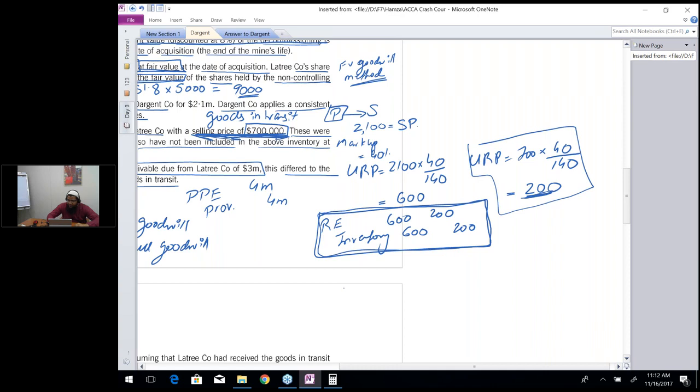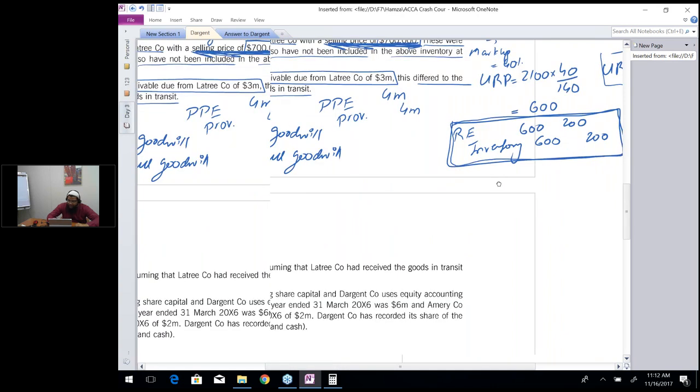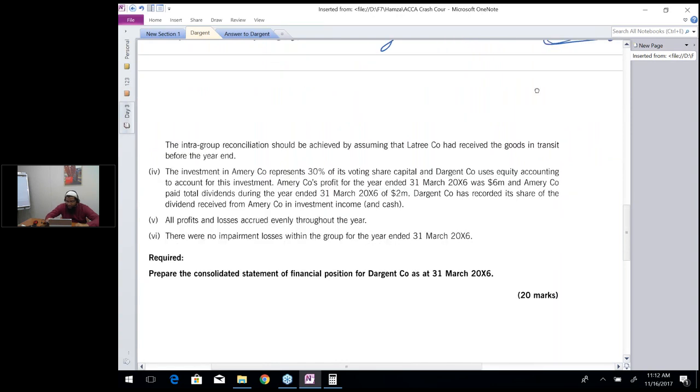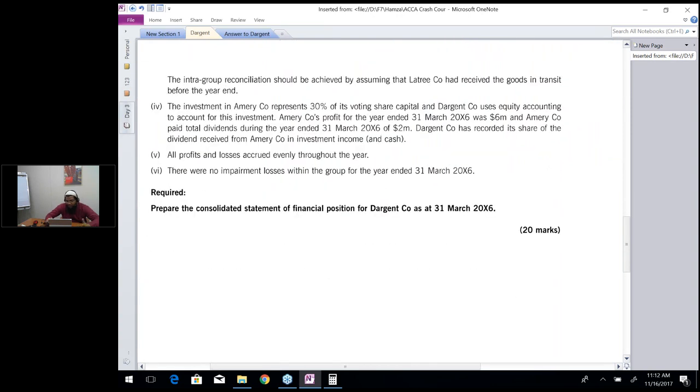Okay, now adjustment number 3 has been done. Now let's move towards adjustment number 4. This is probably the last adjustment because 5 and 6 are not very important adjustments. In adjustment number 4, the question says that the investment in Amray company represents 30% of its voting share capital. So this means that Amray company is an associate to us, and Darjan company uses equity accounting to account for this investment. Equity accounting is the accounting as per IAS 28.